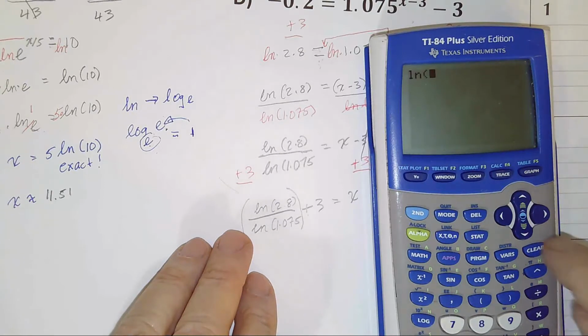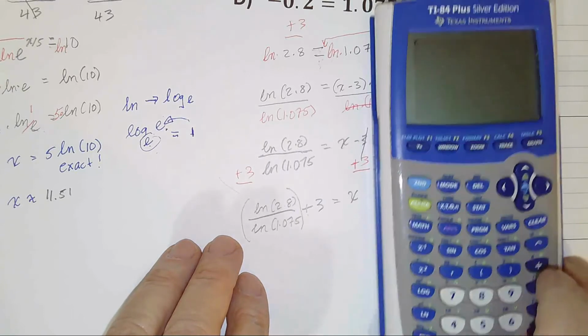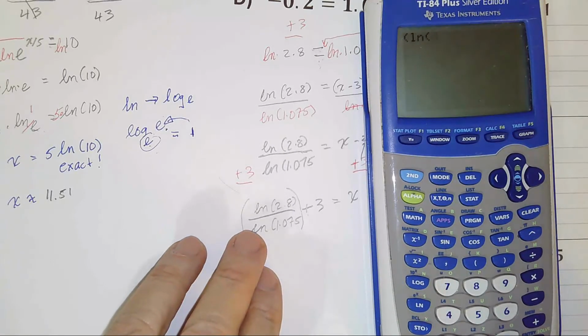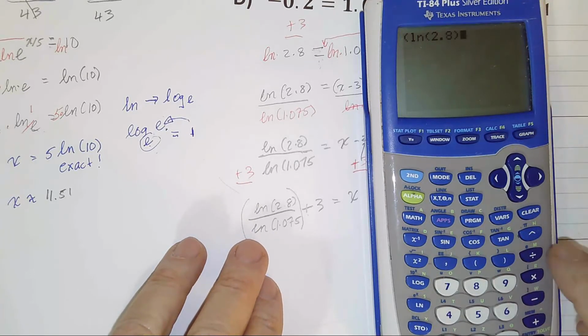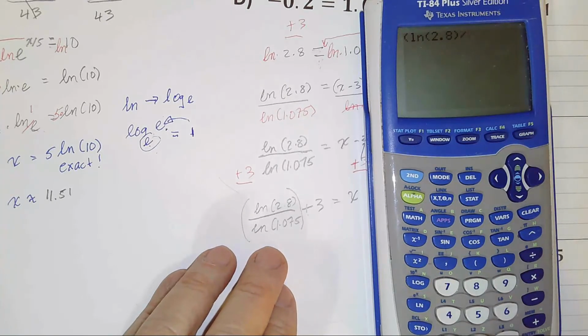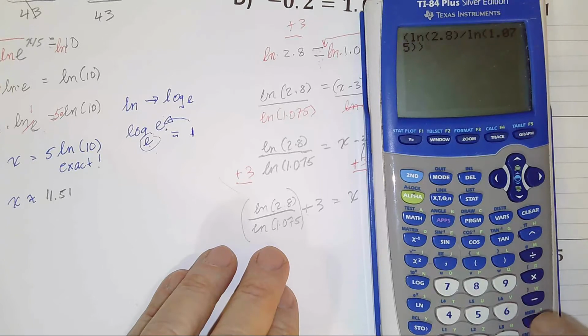Oops, I forgot the parentheses. So I'm going to put in parentheses, then natural log of 2.8 in the numerator, close the natural log, and then divide it by the natural log of 1.075. Close that, parentheses, and then close the argument parentheses, and then add all of that argument to 3. And what do I get? And it looks like 17.24 approximately.